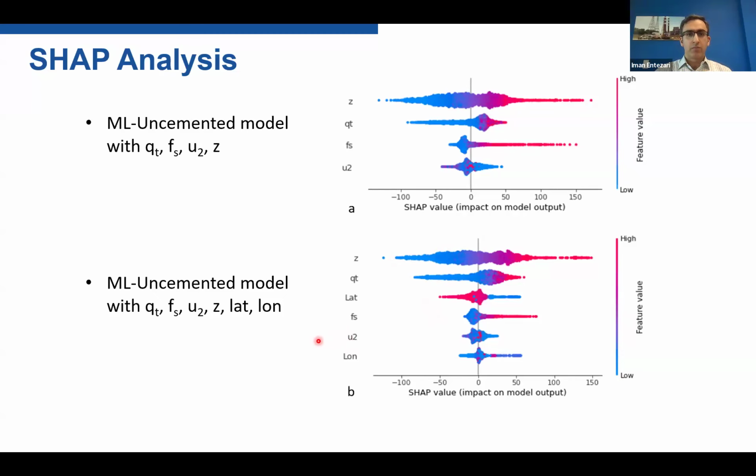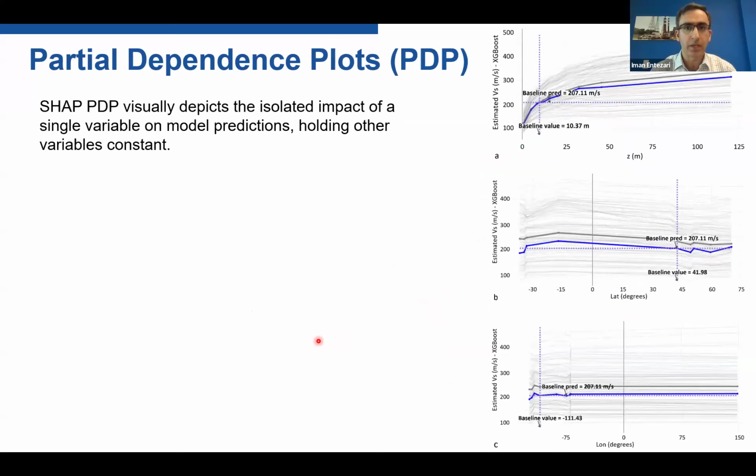So we tried to dig into that a little bit more, and we looked into something called partial dependence plots. These plots show the impact of a single variable on model predictions, holding other variables constant. Let's say this top plot shows how the estimated VS results change if we just change the depth, or Z, and keep all the other parameters constant. These are the results for the models where we included latitude and longitude. Those thin gray lines are just a few examples, and they show how, just by changing the depth of those instances, the predicted values change.